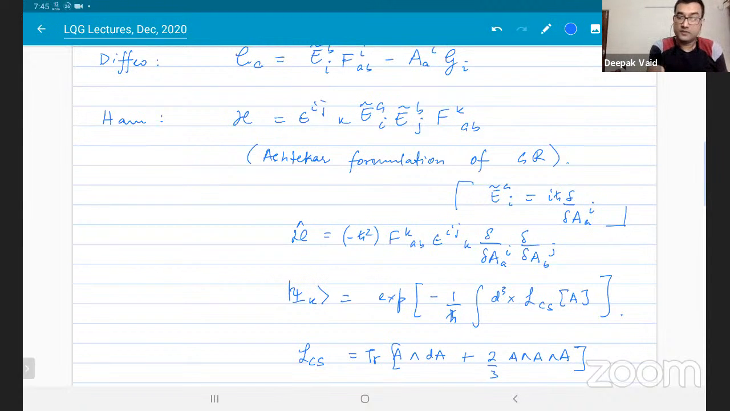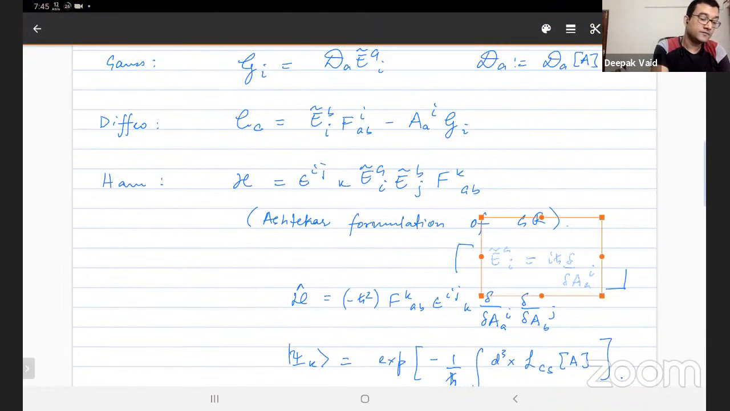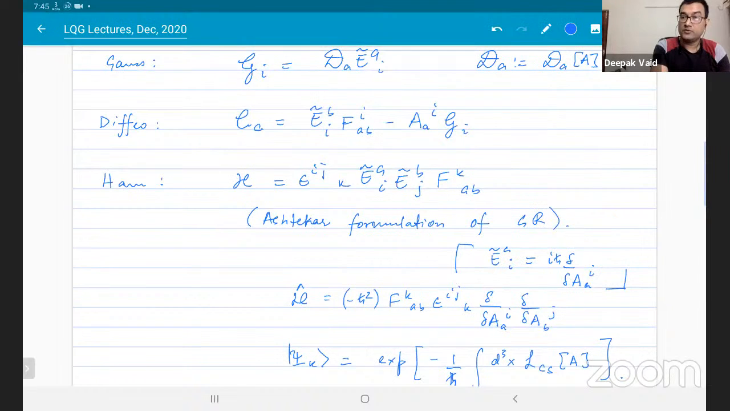But it turns out to be more fruitful to perform the quantization in a different way, not in this way. It turns out to be more fruitful to look at the quantization in terms of these Wilson loops, polynomials, and fluxes of the densitized triad. And when you perform the quantization in that way, then you get these states which are the spin network states.